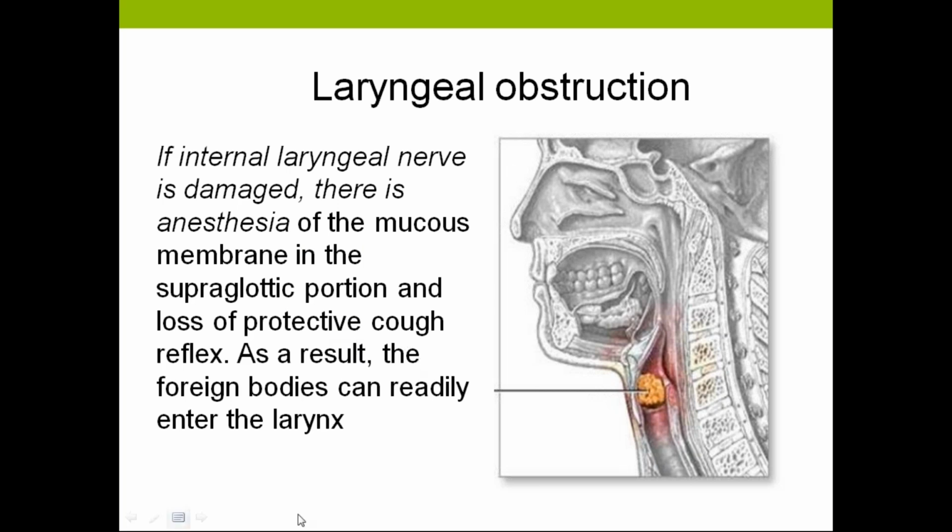Sometimes if you are drinking water or eating something and it goes inside the larynx, you will get a cough. In case of internal laryngeal nerve damage, this protective cough reflex will be lost. As a result, foreign bodies will easily enter the larynx. This is more common in children, in comatose patients, or in bedridden patients. In children, laryngeal obstruction is usually more common.